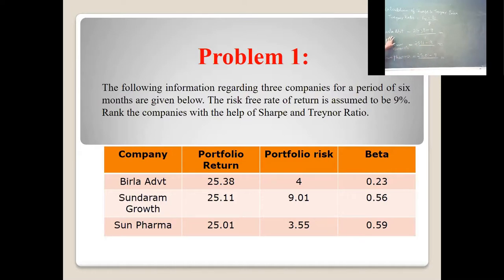So for Birla Advantage, it is 25.38 minus 9 divided by how much is your beta? 0.23. And for Sundaram Growth, it is 25.11 minus 9 divided by 0.56. Okay. And for Sun Pharma, it is 25.01 minus 9 divided by 0.59. Tell me the values once you do.